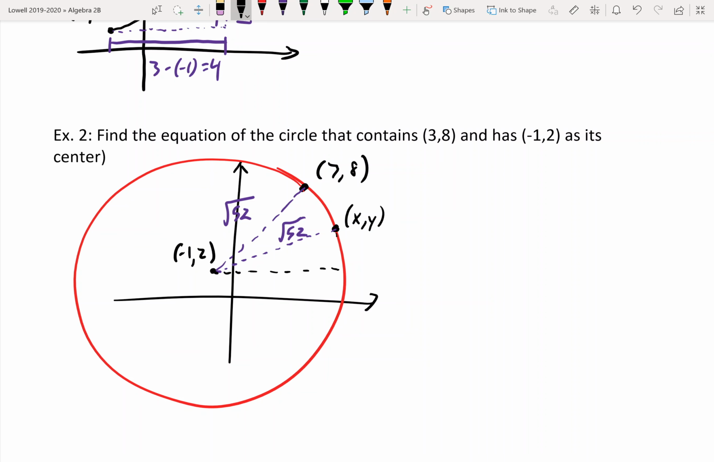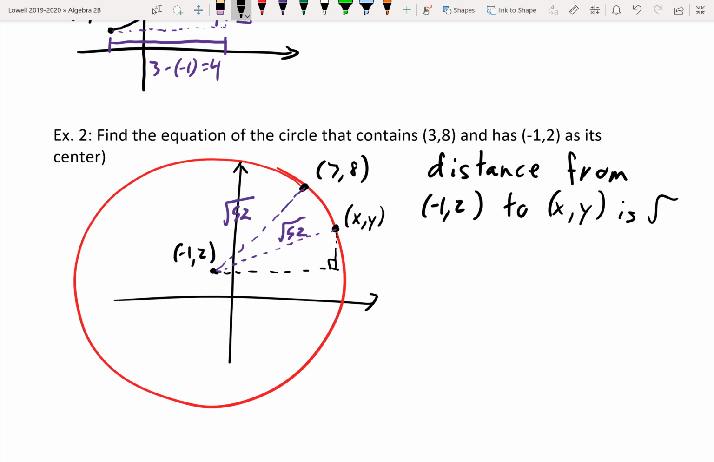So I'll go over to the left and over and then up using a right triangle. So I know that the distance from (-1, 2) to (x, y) is root 52. Well, how did I use the distance formula?